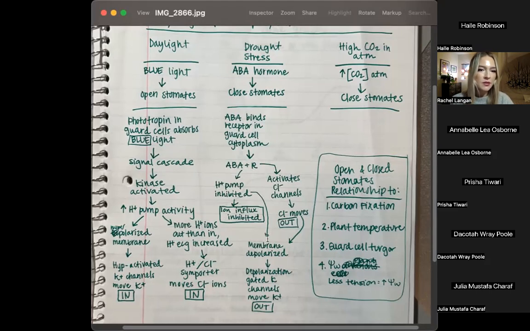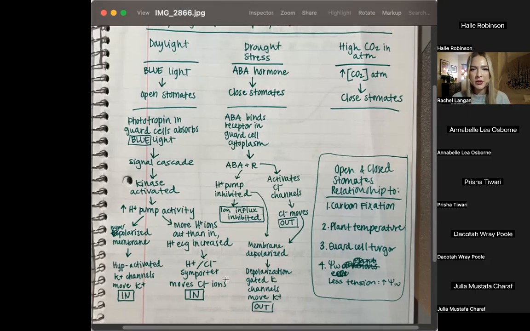What it's also going to do is depolarize the membrane because we're not removing those protons. If you depolarize the membrane, that's going to activate depolarization-gated potassium channels, those original voltage-gated potassium channels we used to talk about. And potassium is going to move out. So ABA causes chloride and potassium to move out, whereas daylight causes both of those to move in.